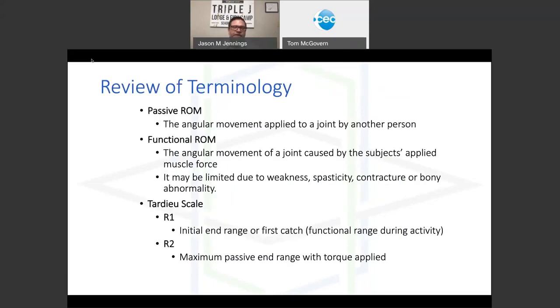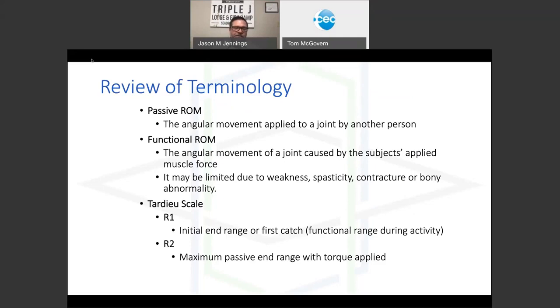Passive range of motion is the angular movement applied to a joint by another person. It can be tested, but sometimes that's not the functional range of motion. The functional range of motion is the angular movement of a joint caused by the subject's applied muscle force, and it may be limited due to spasticity, contracture, or bony abnormality.